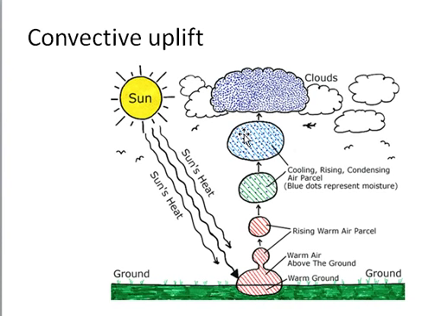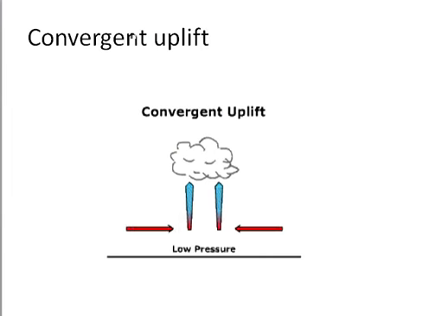Now, we saw this when we looked at the Hadley cells over the tropics. The sun along the ITCZ heats up the oceanic and land surfaces. That air begins to rise up. When it gets up in the upper atmosphere, it cools and condenses. You have a lot of tropical rain. The second method is convergent uplift, and we looked at these in general with low pressure systems.